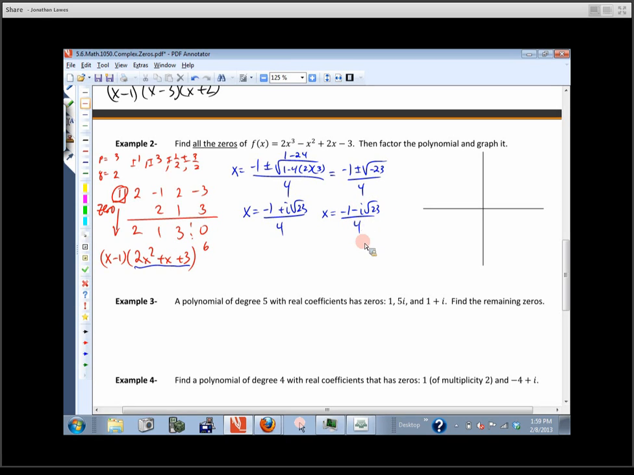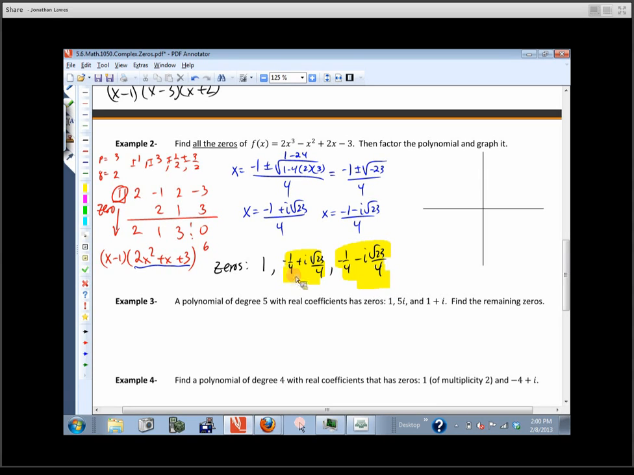Now, it may not seem like we're done, but as far as finding the zeros, we're finished, and I want to show you something else. I'm going to go through here and I'm going to list the zeros. The zeros are 1. This one is, now watch carefully, negative 1/4 plus i radical 23 over 4. And look at this one. Negative 1/4 minus i radical 23 over 4. Take a good look at these two. They're conjugates. They are, aren't they?